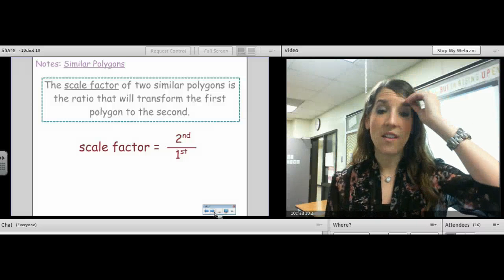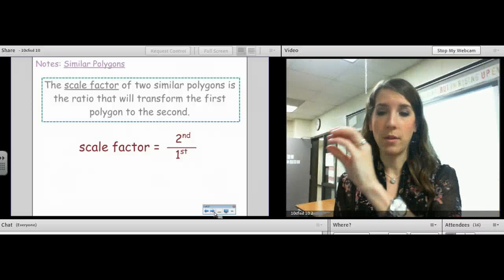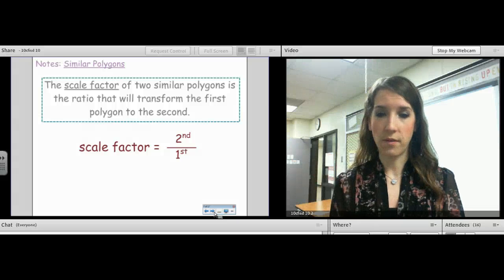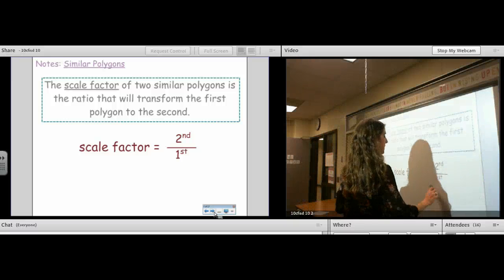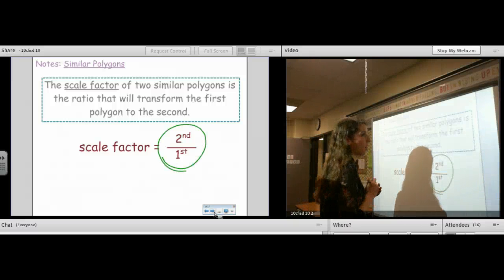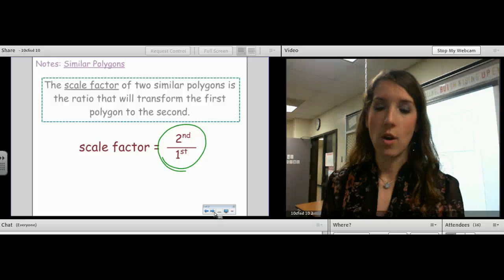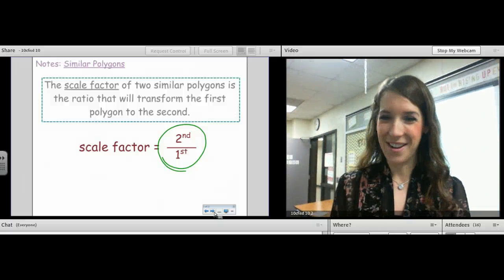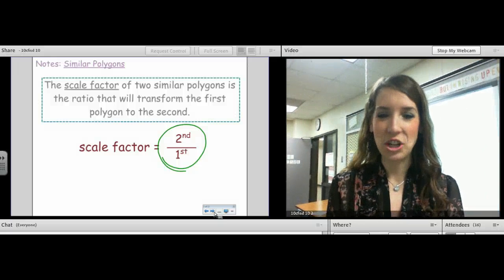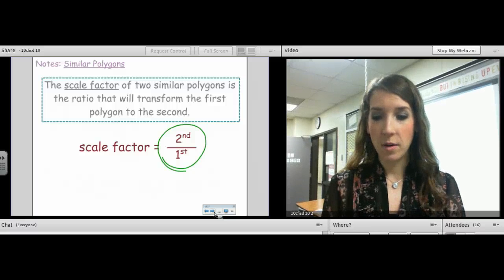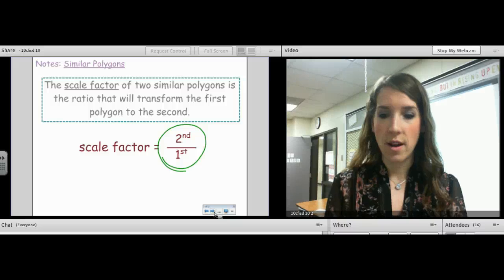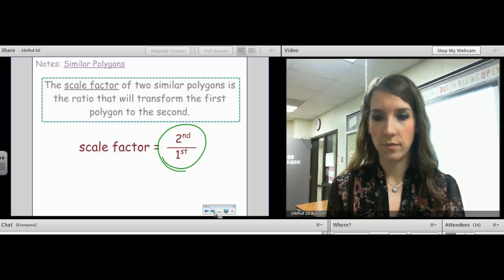How do we find the scale factor? We always take a number from the second and put it over a number from the first. Second over first. So this is the other thing that you need to walk away with today. Second over first. That's how you're going to find your scale factor: a number from the second figure over a number from the first figure.